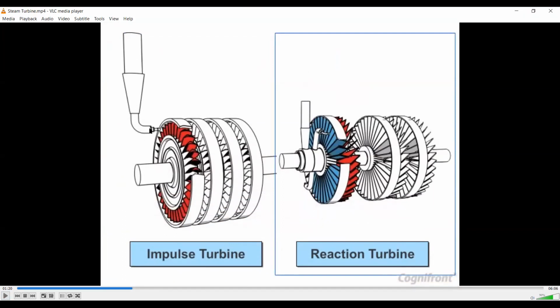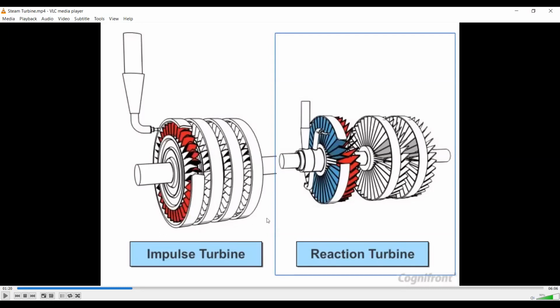And you have seen here that in the impulse turbine, this is the nozzle. Here the diameter is more as compared to the outlet diameter of the nozzle. Why is this outlet diameter very small? Because we want the steam to exit at very high velocity, which is able to rotate these blades. These are the blades on the turbine wheels.